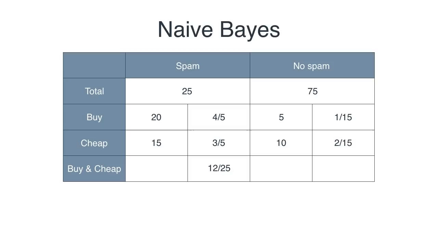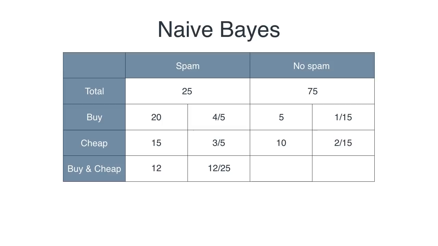And now, if this is the probability of buy and cheap appearing, how many emails contain buy and cheap? Well, we have to multiply it by the total number, which is 25. So 25 times 12 divided by 25 is 12. So we conclude that 12 emails should contain the words buy and cheap. Even if there are 12 or 14 or 10 or none, logically, if we have that assumption, there should be 12. Now, let's look at the other two boxes.